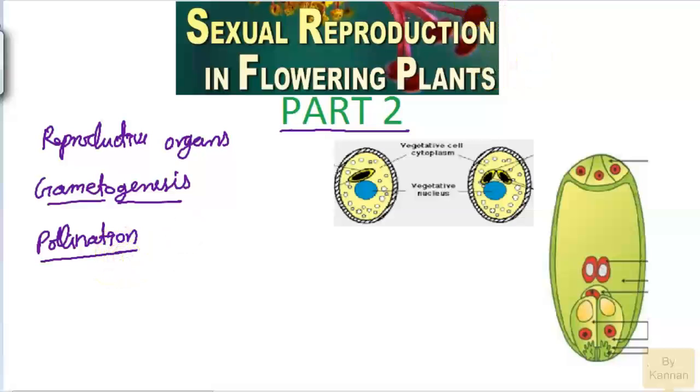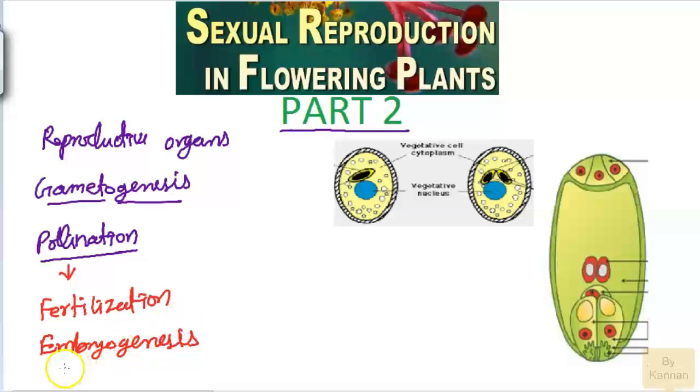So today we are going to discuss what happens after pollination. After pollination, the plant undergoes fertilization. After fertilization, the zygote will be produced, then embryogenesis. After embryogenesis, the seeds will be formed. Then some different kinds of seeds and some more terminologies in seeds we are going to discuss today. Okay, so let's get into the topic.